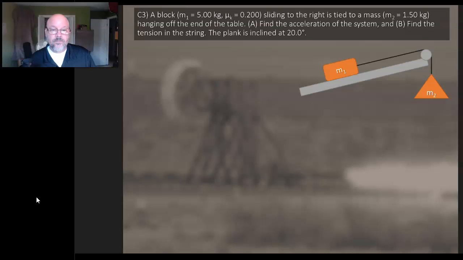Okay, so we have a problem here that's very similar to the last one that we just did, except that it's at an angle. And we've got a 20-degree incline in here this way. Now that changes some things. I mean, we still have the same kind of initial conditions. It's sliding to the right. So we've got some velocity headed this way, just like that.